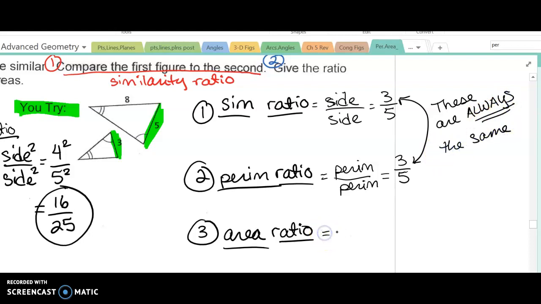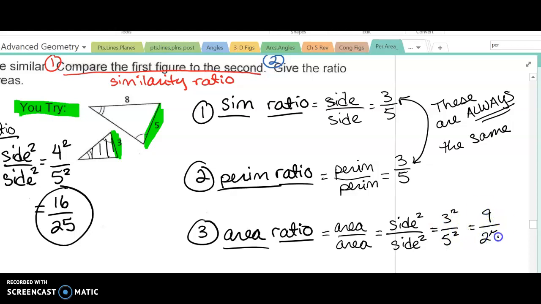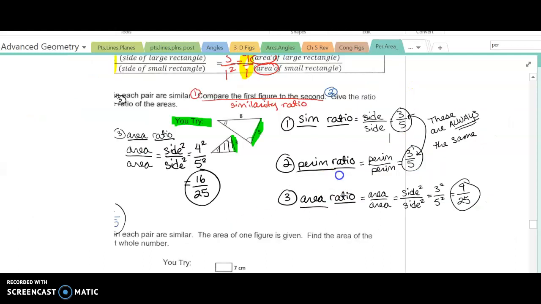Then the area ratio is the side-to-side ratio squared. If I want to know the area of this, even though I don't know any other numbers on it, I can still figure out what the ratio of the areas is. If you'd taken their ratio and reduced it, it would have come out to be whatever the sides are squared. So that would have been 3 squared to 5 squared, which is 9 to 25. So you should have all 3 of these answers for example 1.